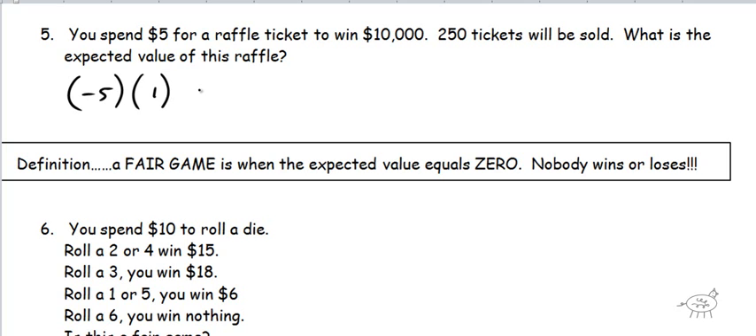Okay? And then I can win $10,000. What's the probability of winning $10,000? Well, there are 250 tickets, so it's 1 over 250. Okay? So I think I might have said this before, but these don't always necessarily have to add up to 100% or 1, because in this case here, you're guaranteed to lose it, but then there's a probability that you could win some money back.